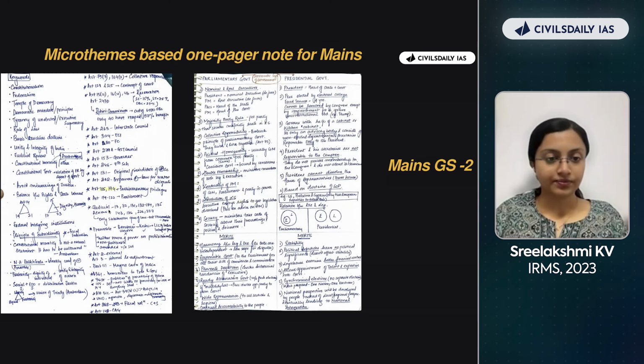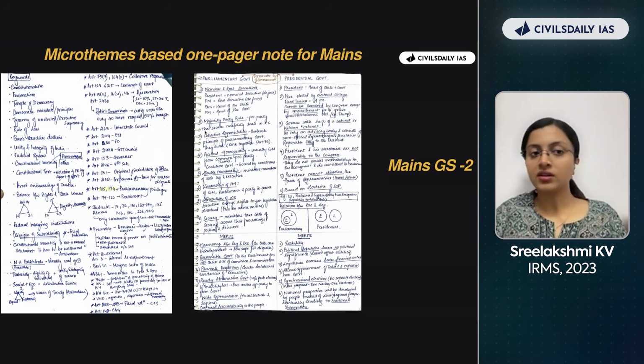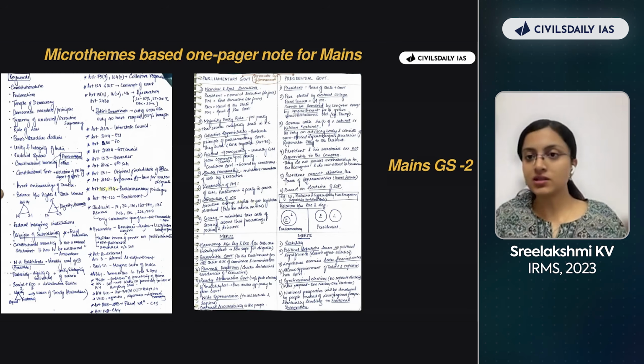Again, here I've listed down everything. This is for my last-minute revision purpose, right? And I can make such notes for important judgments, Supreme Court judgments, and important committees where I can add them.